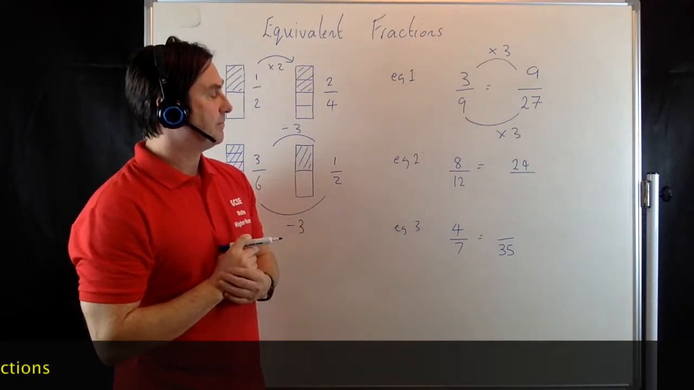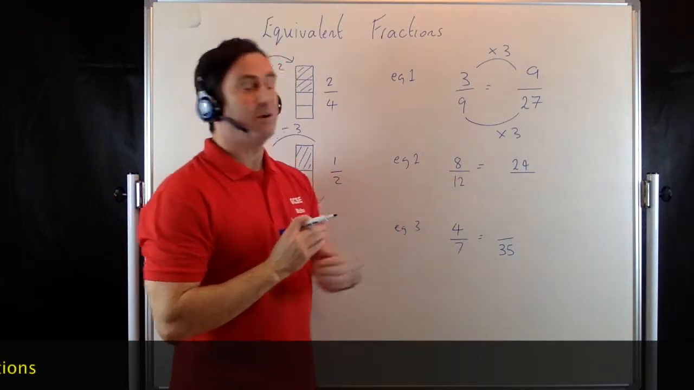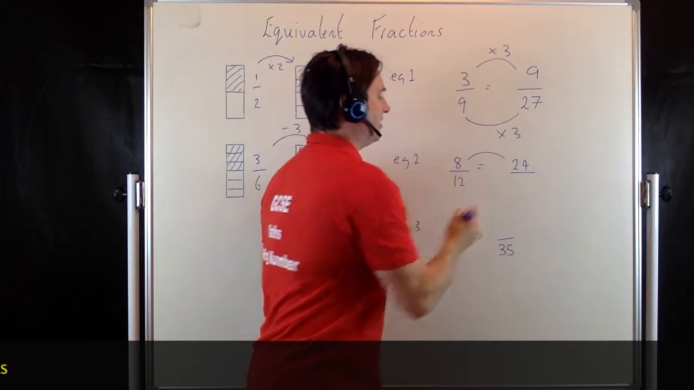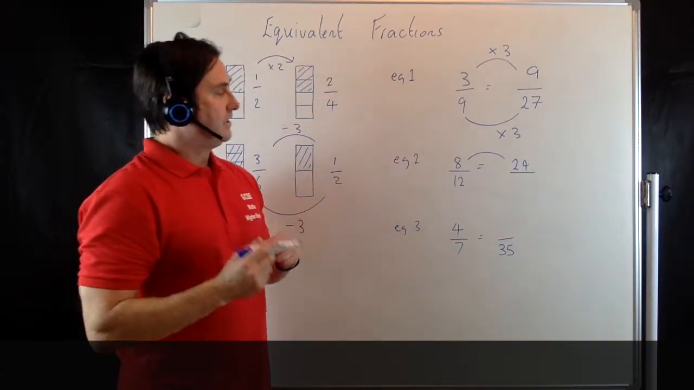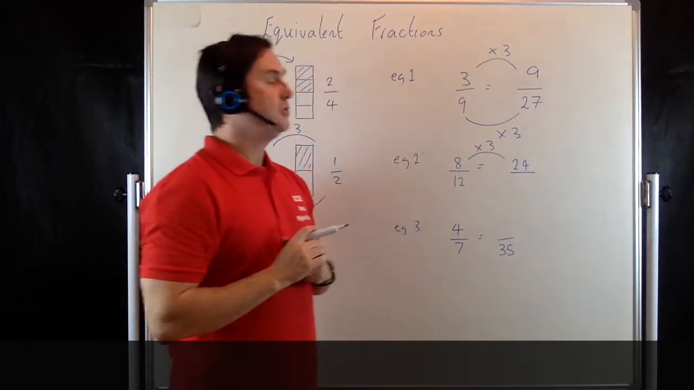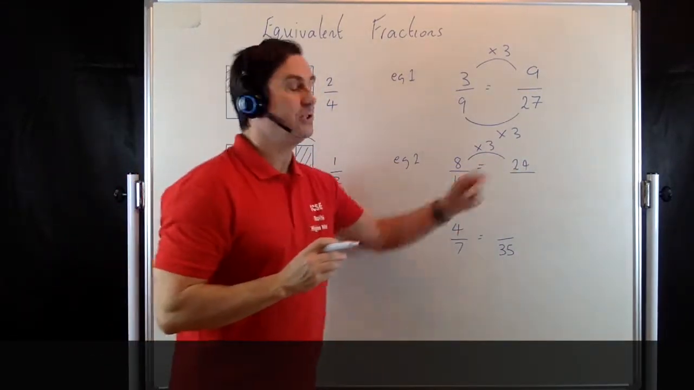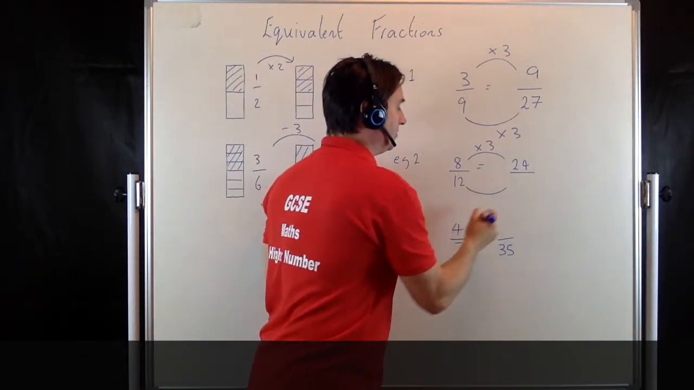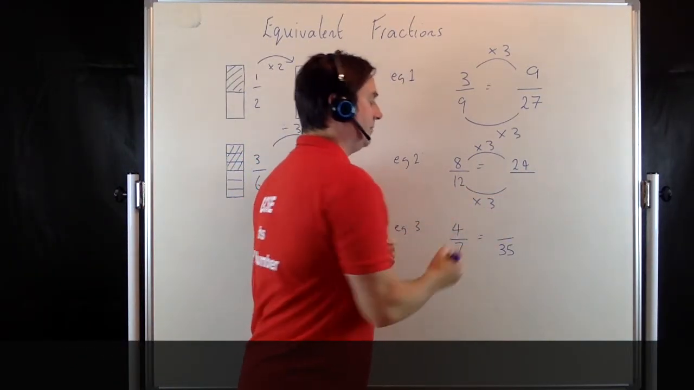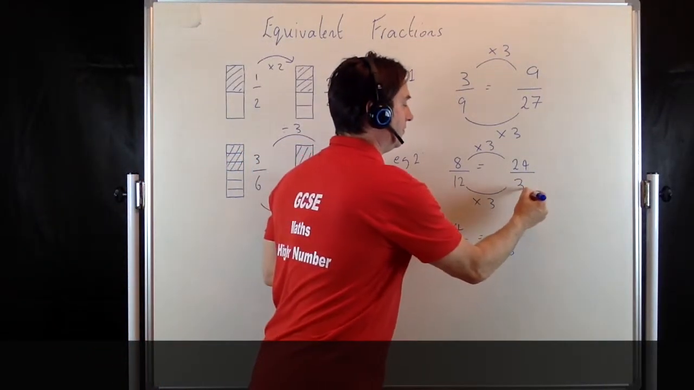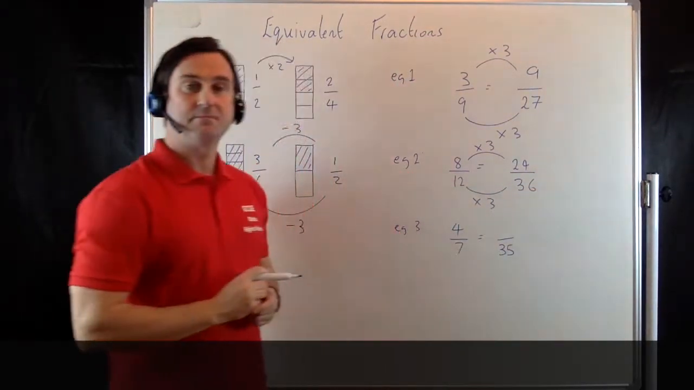Look at the second one. This time we've got the denominator missing. Let's have a look at what I've done to the numerator this time. 8 times 3 gives me 24. So again, I've times the numerator by 3 to get this new number on top here. So as long as I multiply the bottom, the denominator, by 3, my fraction stays equivalent. And 3 times 12 is 36.